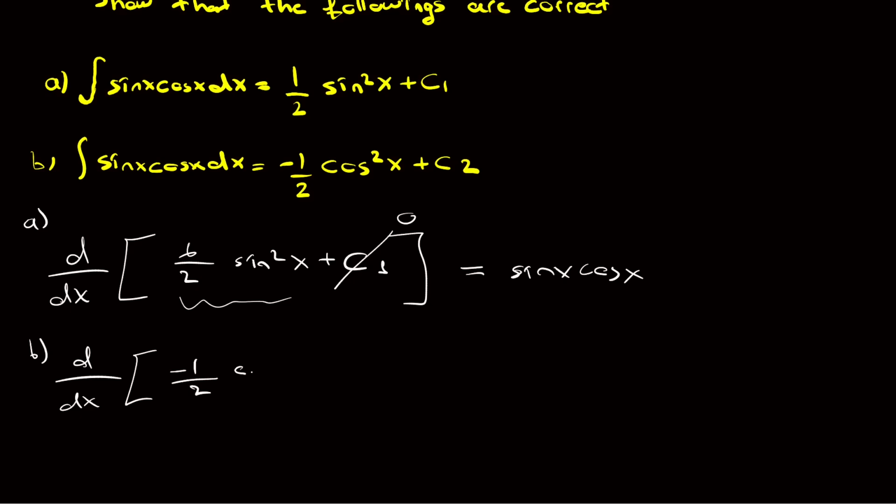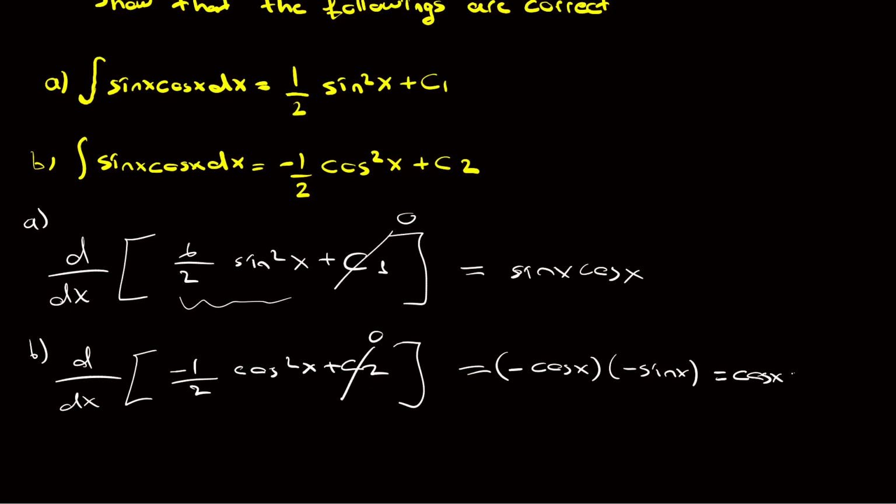Now for B: negative 1/2 cosine squared x plus c2. Again, the constant differentiated is 0. We proved the theorem related to this in our first video as well. Okay, the power comes to the front, and these will cancel each other out. Negative cosine of x, differentiate cosine x, negative sine x, which is equal to cosine of x times sine of x, which is equal to the other answer.